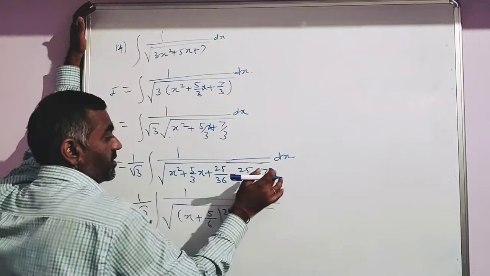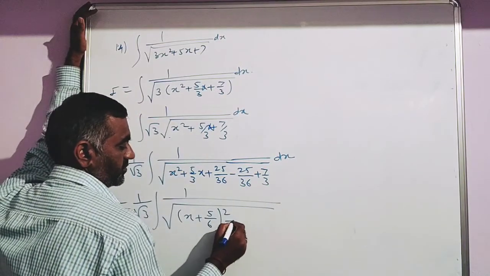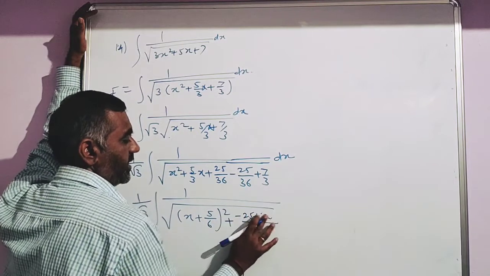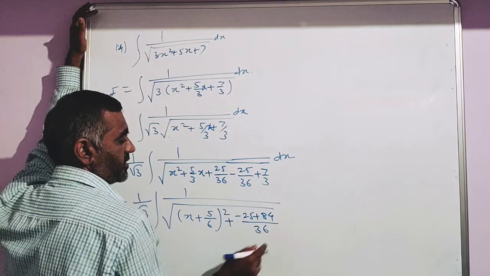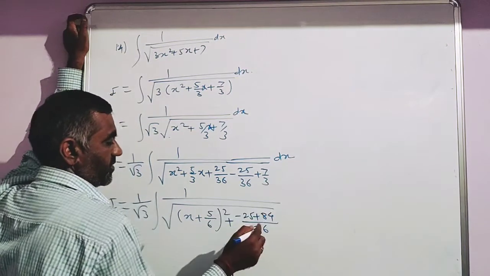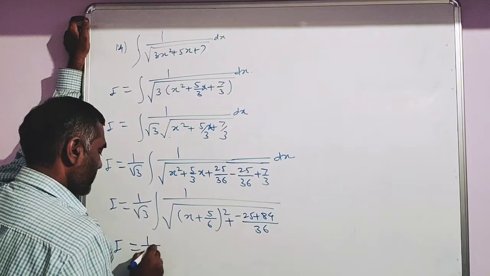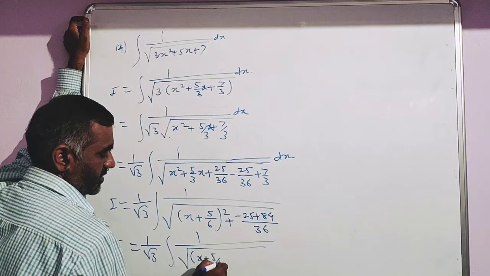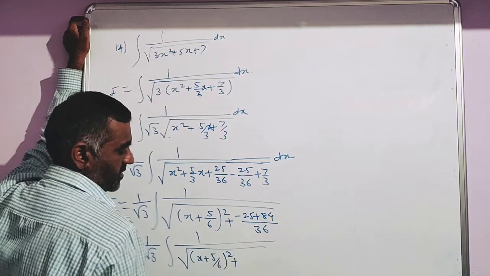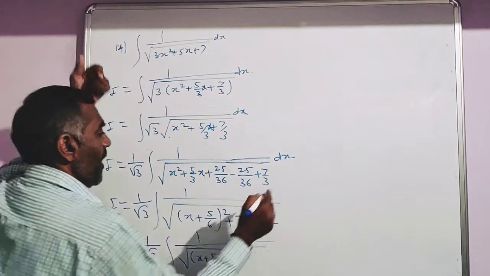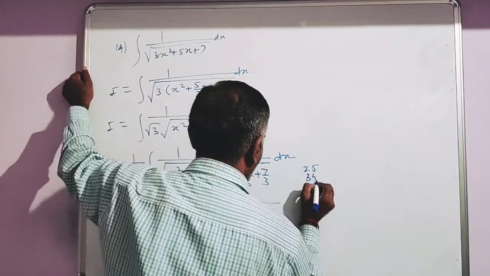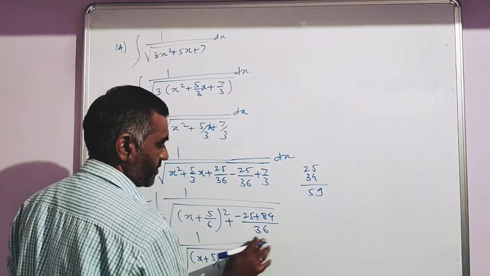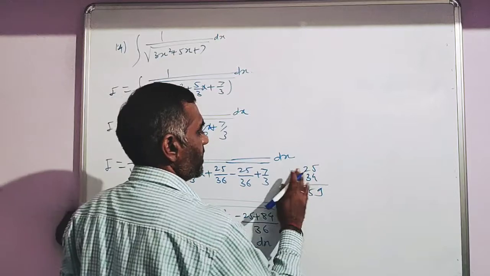Minus 25 upon 36, 12 7s are 84. Therefore I is equal to 1 by root 3 integration of 1 upon under root x plus 5 by 6 whole bracket square plus 84 minus 25, that is 59 by 36 dx.